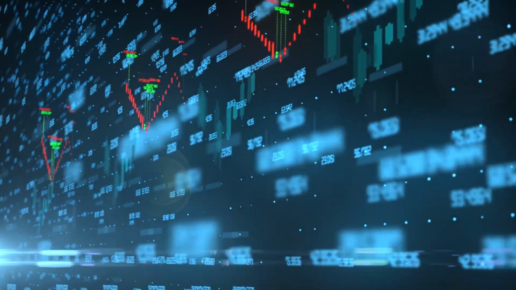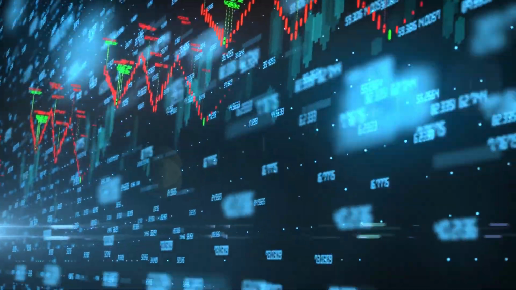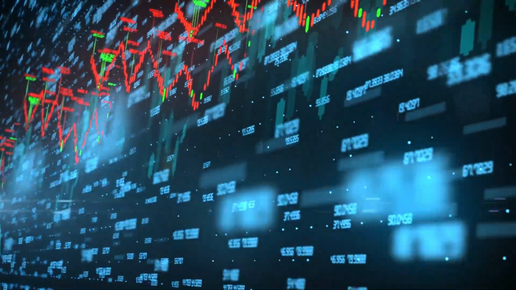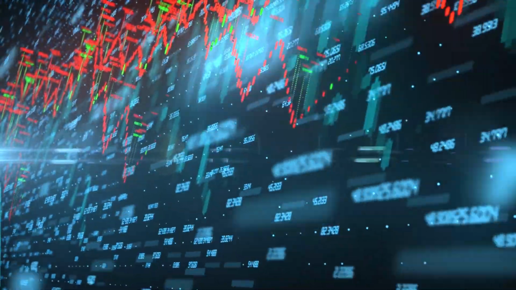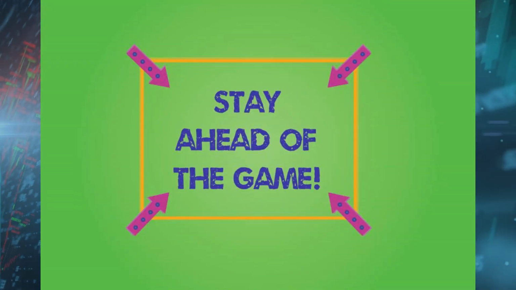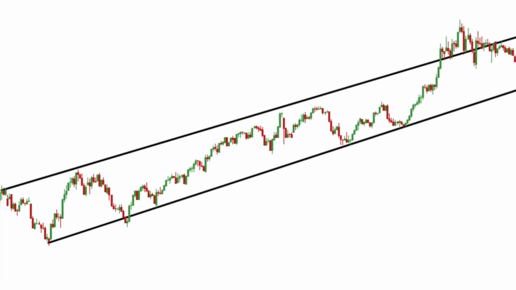Now, let's consider the financial markets. Just like ocean waves, financial markets move in trends, offering countless opportunities for traders that know how to surf these waves. But how do you stay ahead of the game? That's where understanding trend lines comes in.